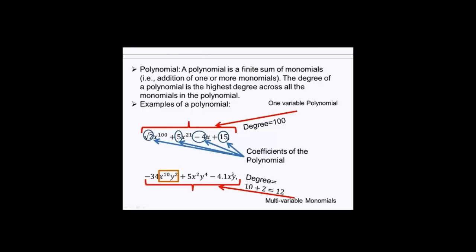Here the powers are 1 and 1, so this monomial has a degree of 2. This monomial has a degree of 6, 2, and 4. This one has 10 and 2. So that's your highest degree term. So the degree of this polynomial would be 10 plus 2 equals 12. So we are looking at the degree across all the monomials, and the coefficients of this polynomial are going to be negative 34, 5, negative 4.1.